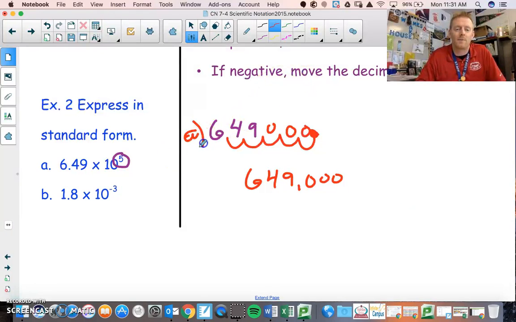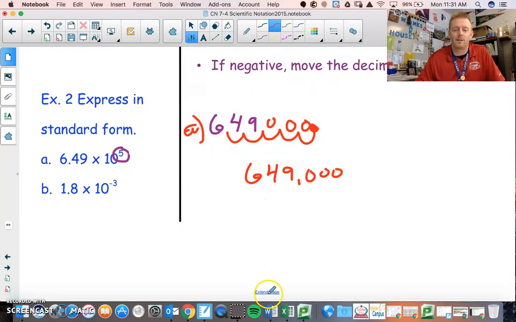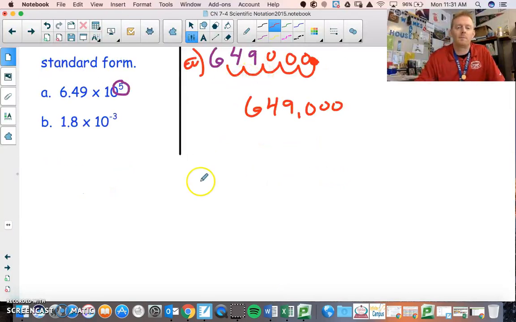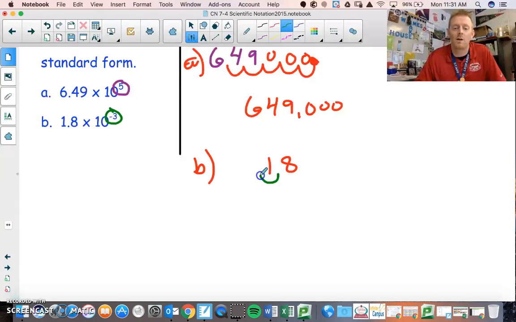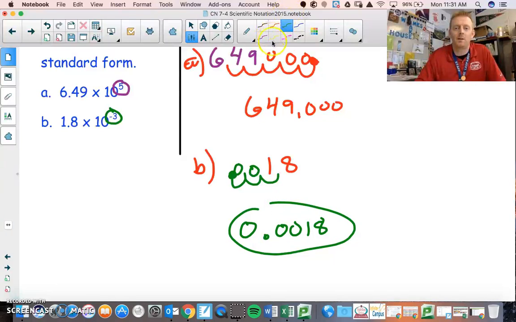So that's A. Part B for this example is for us to take that 1.8 and move it 3 times to the left because it's a negative exponent. So the exponent tells us how many times we're going to move things. We're going to go 1, 2, 3. I'll put a big dot there and I fill in, again, the open spots with zeros. So my official decimal now is 0.0018. And that would be my answer. Up here, the answer was 649,000.